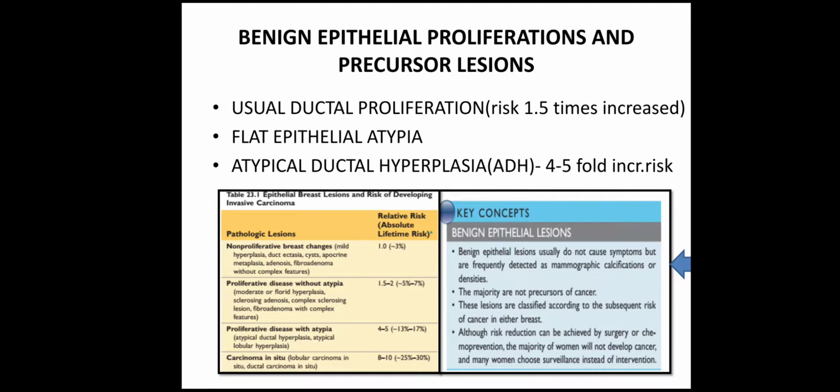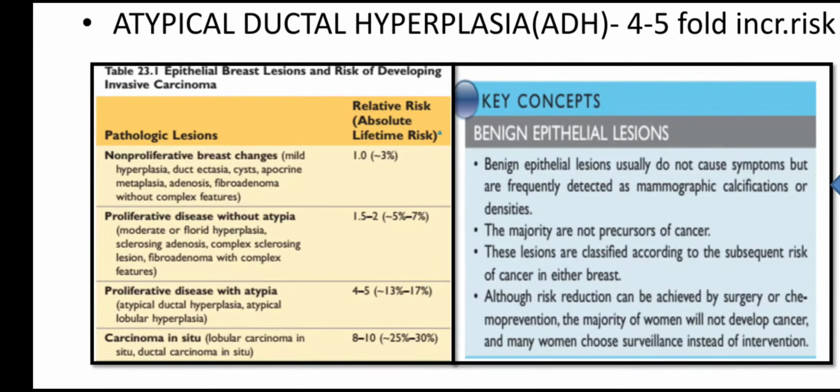Now next, benign epithelial proliferation and precursor lesions include these lesions. First is UDH, that is usual ductal hyperplasia. Then flat epithelial atypia, atypical ductal hyperplasia. So these lesions have variable risk of progressing to carcinoma breast. Now you see this table from Robbins. This is the first category: non-proliferative changes like mild hyperplasia, ductectasia, apocrine metaplasia, and fibroadenoma without complex features. These lesions have no increased risk of breast carcinoma as compared to those without these lesions.